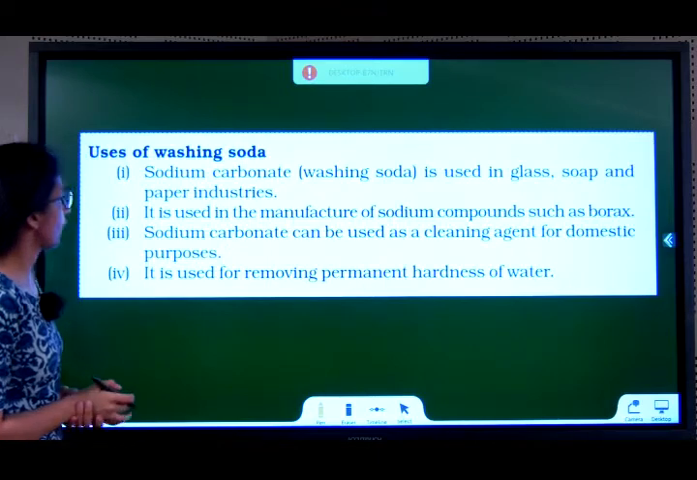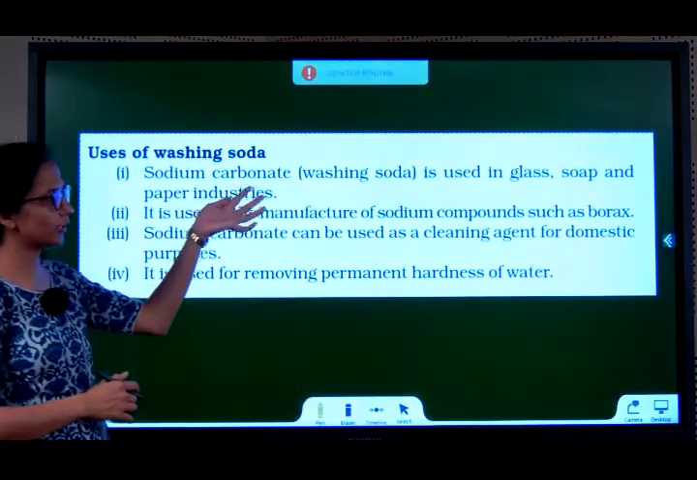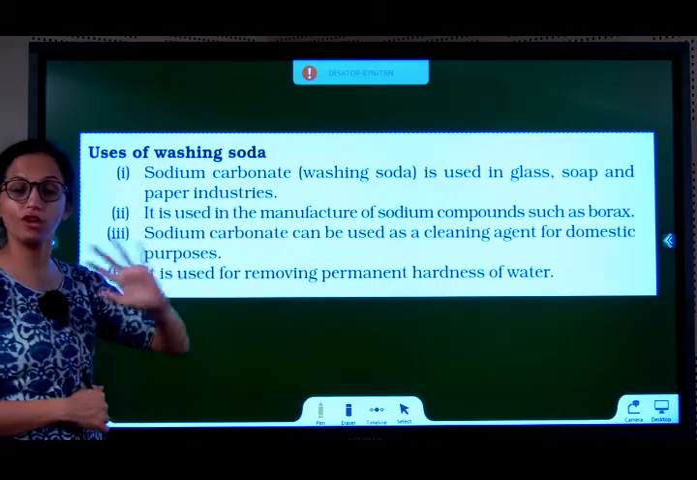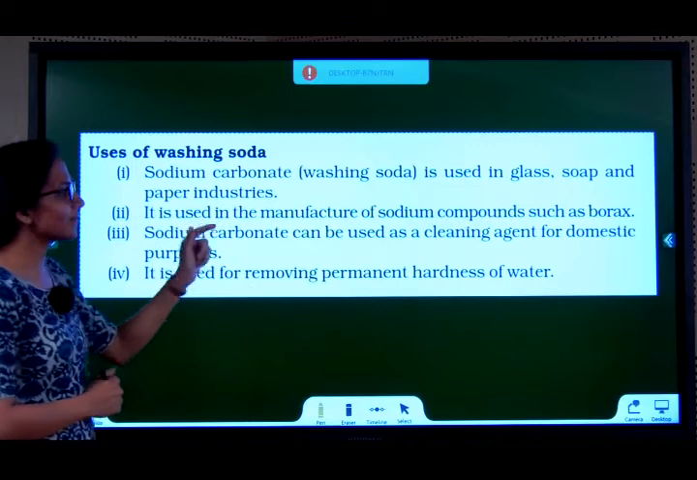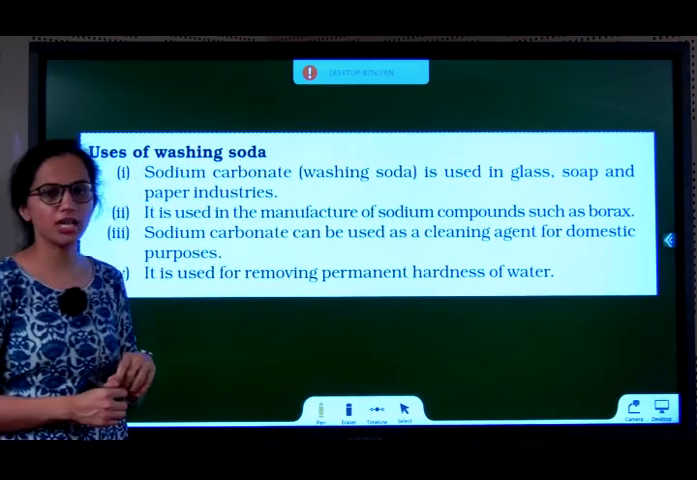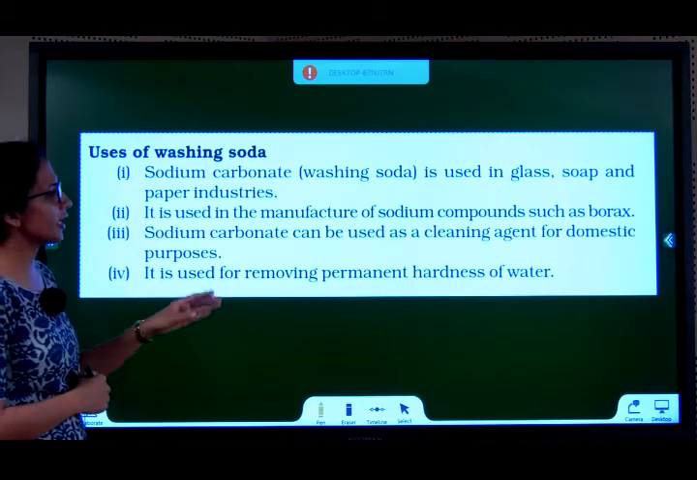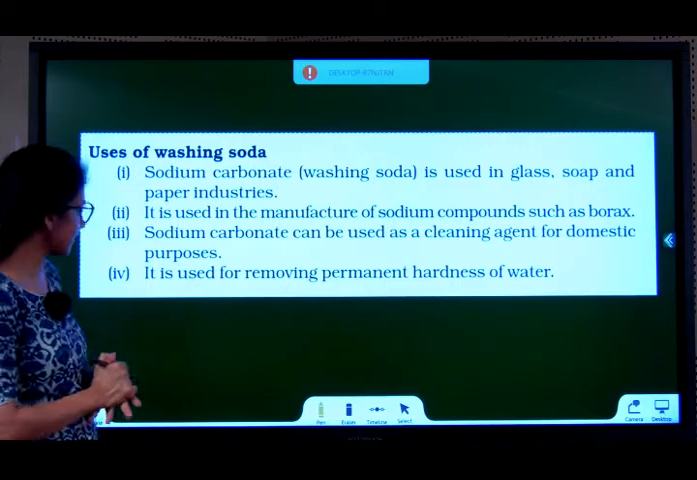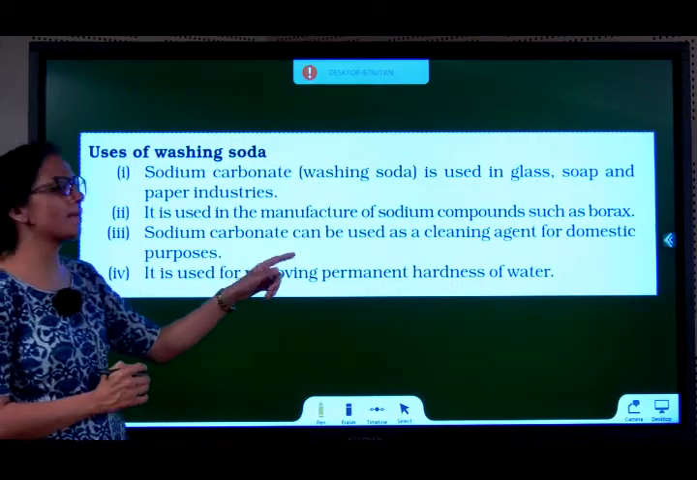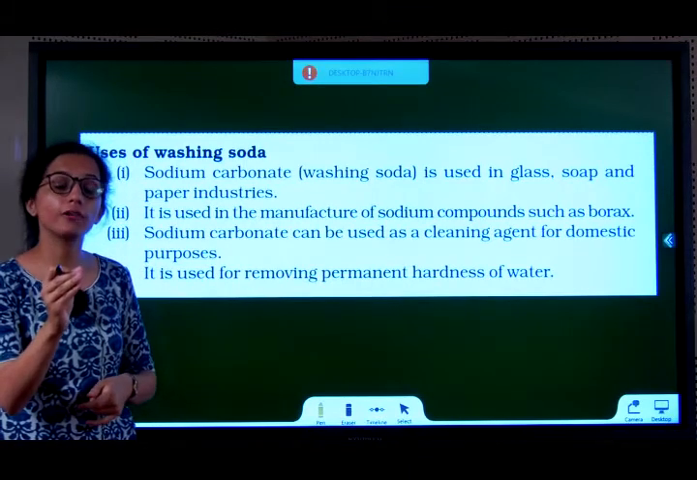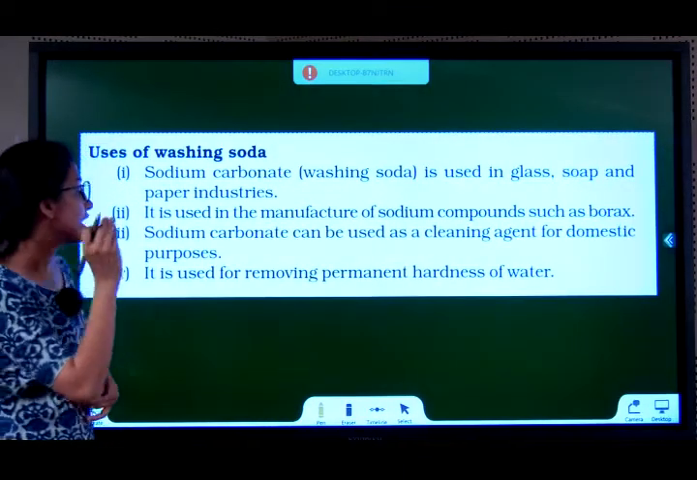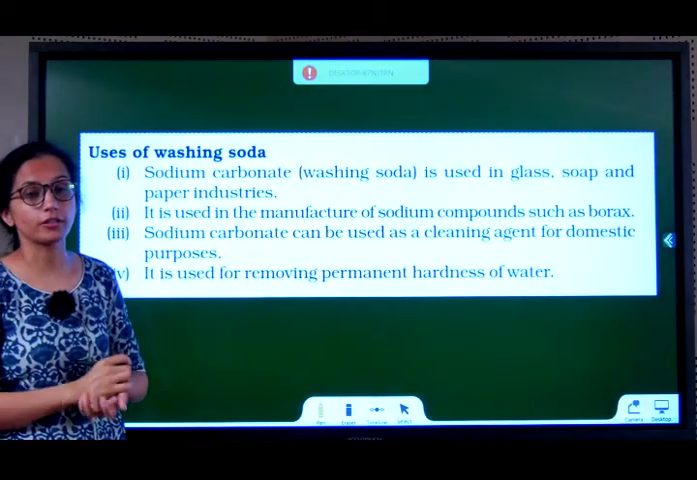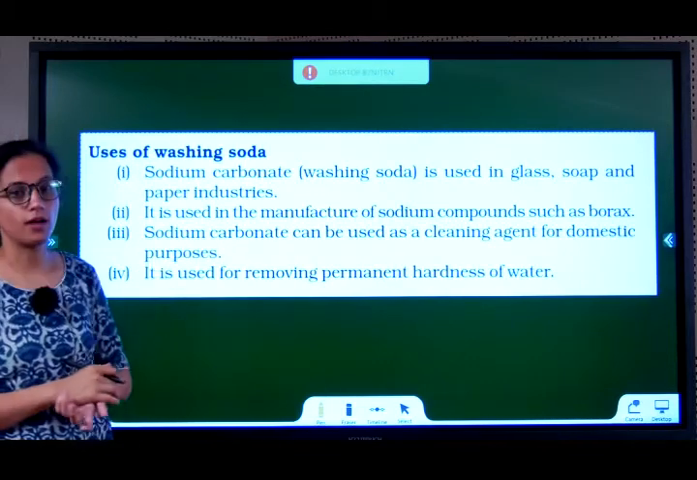Let us see a few uses of washing soda. Sodium carbonate or washing soda is used in glass, soap and paper industries. All of us know soap for sure. It is used in the manufacture of sodium compounds such as borax. Sodium carbonate can be used as a cleaning agent for domestic purposes. Washing soda is used for cleaning? Yes. It is used for removing permanent hardness of water. Common question: which salt is used in removing the permanent hardness of water, or which salt is used to soften water? Answer is washing soda.